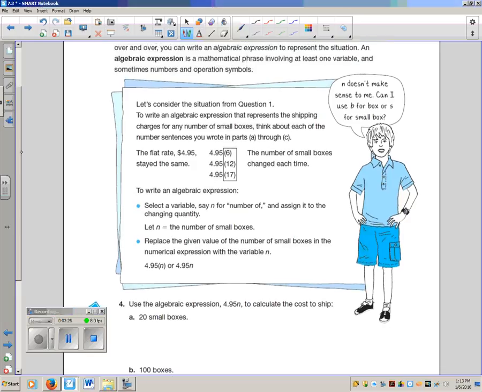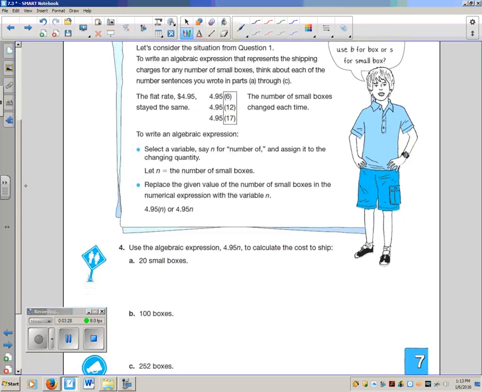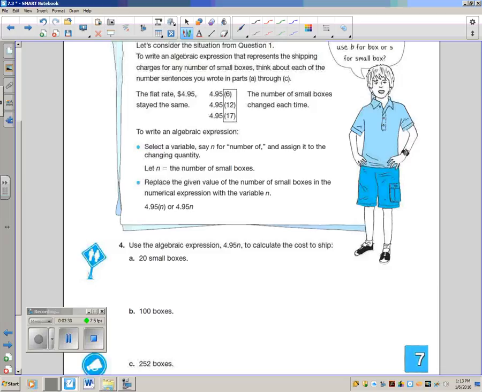Thought I hit pause, didn't, so that empty space, technical difficulty.